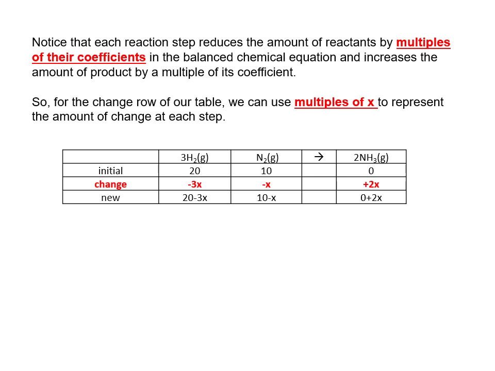Notice that we use minus signs for the reactants because their amounts are decreasing as the reaction proceeds, and positive signs for the products because their amounts are increasing. The new row is the sum of the initial and change as before. By using x's, we can represent the situation at any time step by changing the value of x.